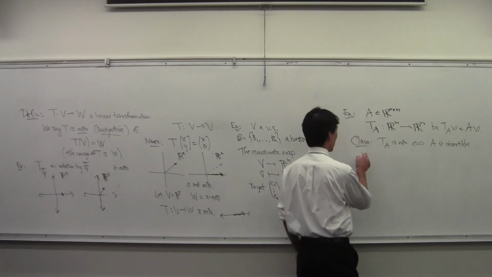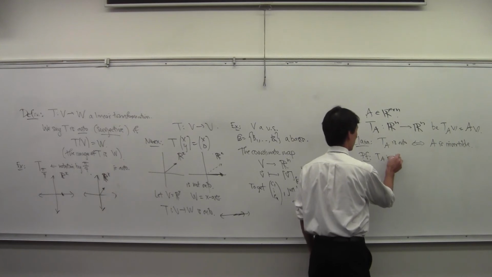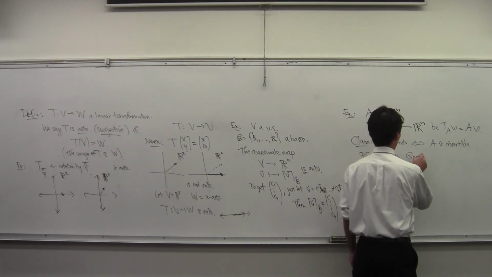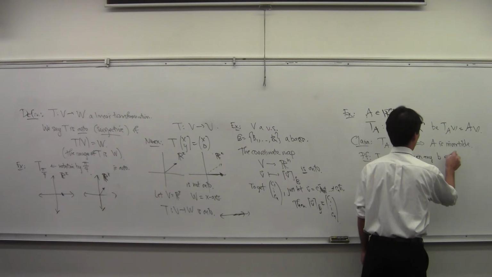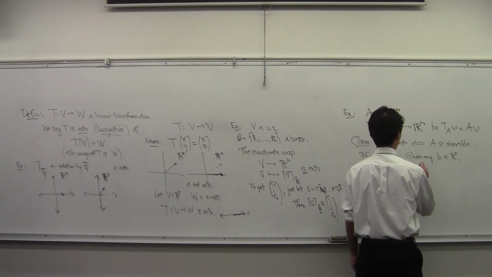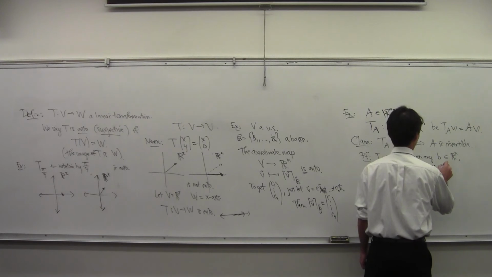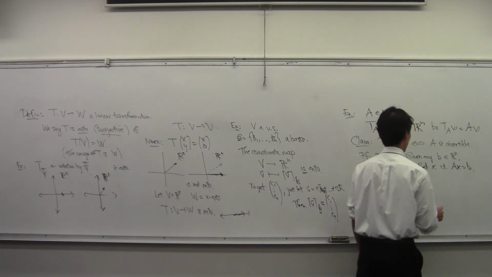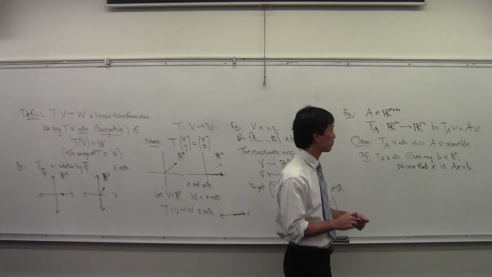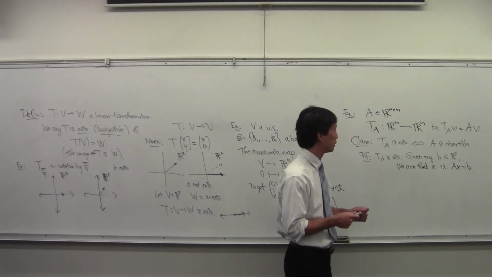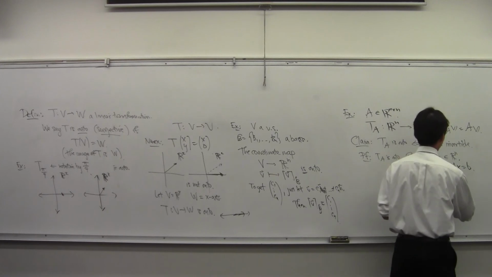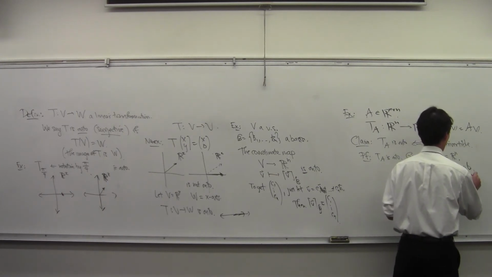So here's one way to prove it. You'd say, well, look, if TA is onto, that means that given any B in Rn, you can find X such that AX equals B. We can find an X such that AX equals B, such that TA of X equals B.